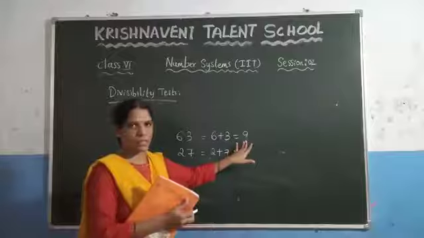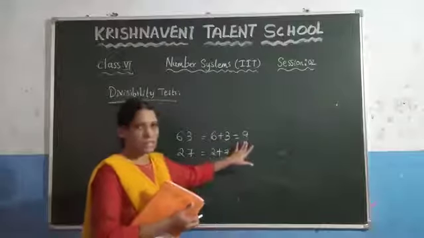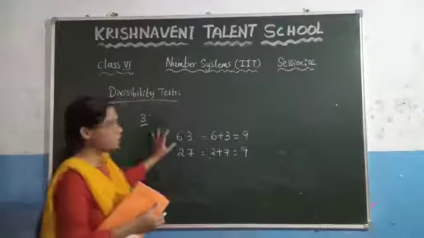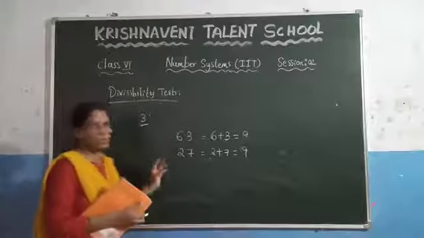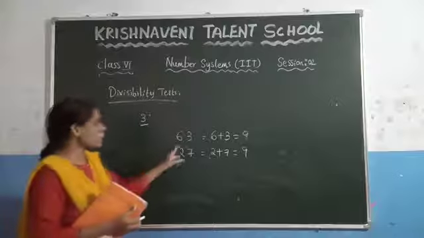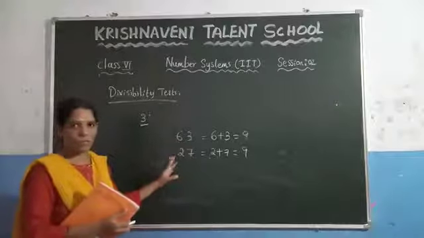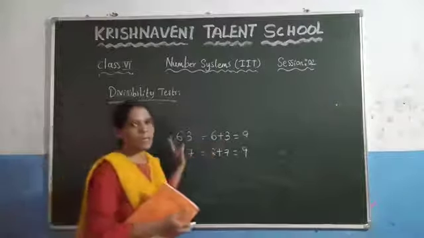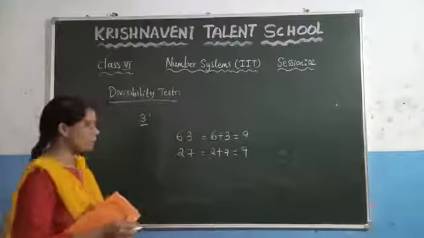Since the remainder is 0, we can say that 9 is divisible by 3. So this number is divisible by 3. If you want to check whether any given number is divisible by 3, just take the sum of the digits. If the sum of the digits is divisible by 3, then we can say that the number is divisible by 3.